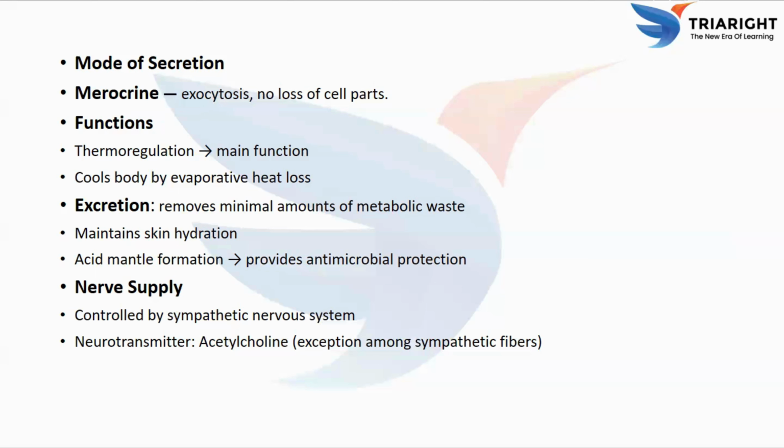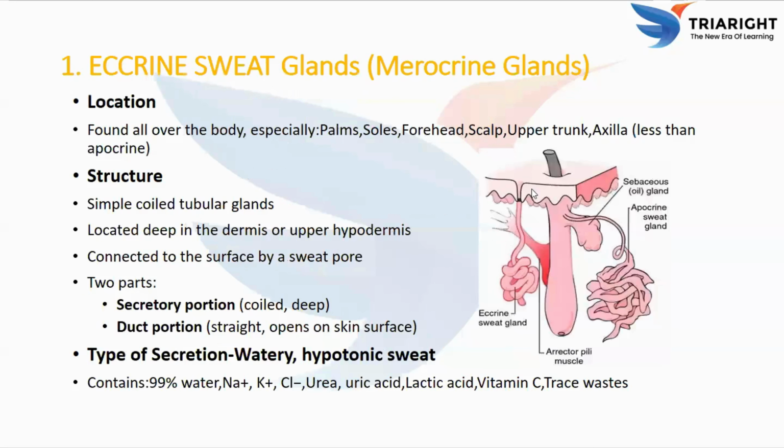Now, how is the nerve supply done to the sweat glands? This is controlled by the sympathetic nervous system. An exception in the body is that most sympathetic nerves use norepinephrine, but eccrine sweat glands are stimulated by acetylcholine. This is why sweating increases during stress, anxiety, and exercise. So this is about the sweat glands and the eccrine sweat glands.